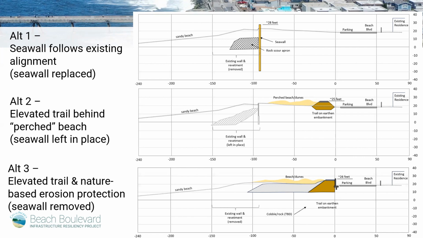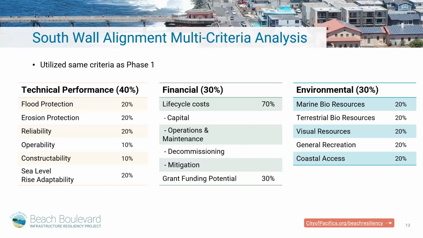So we took these 3 alternatives and we went through a multi-criteria analysis similar to what was done for phase 1. The next slide shows kind of the criteria. We have 3 categories of technical performance, financial, and environmental. All of these alternatives were evaluated based on the flood erosion protection they could provide. Cost, we looked at initial costs, potential operation and maintenance costs, and then environmental looks at the natural resources out there today, how would the project impact those, and how would this alternative be viewed from a regulatory perspective.